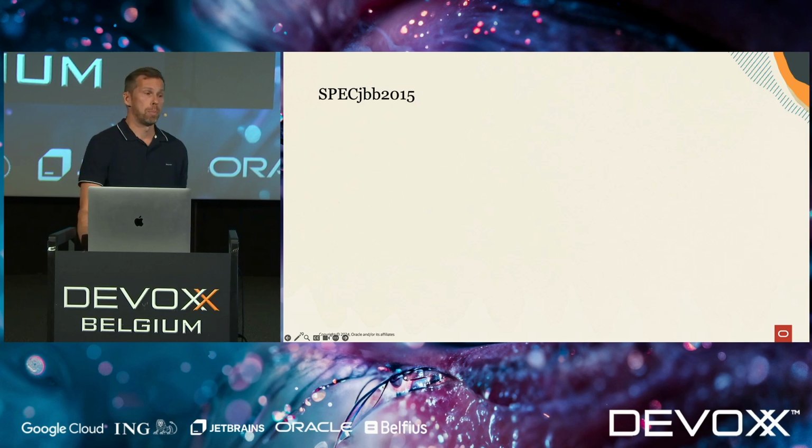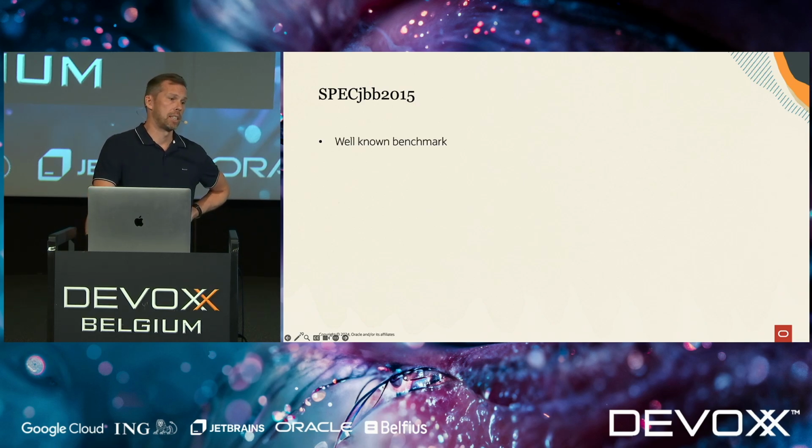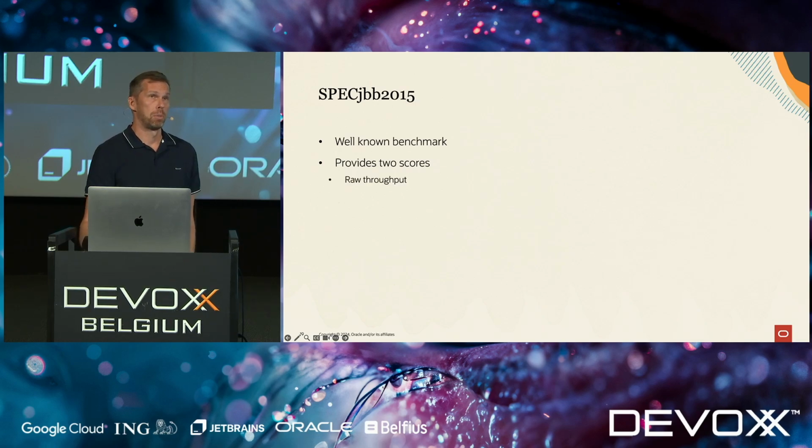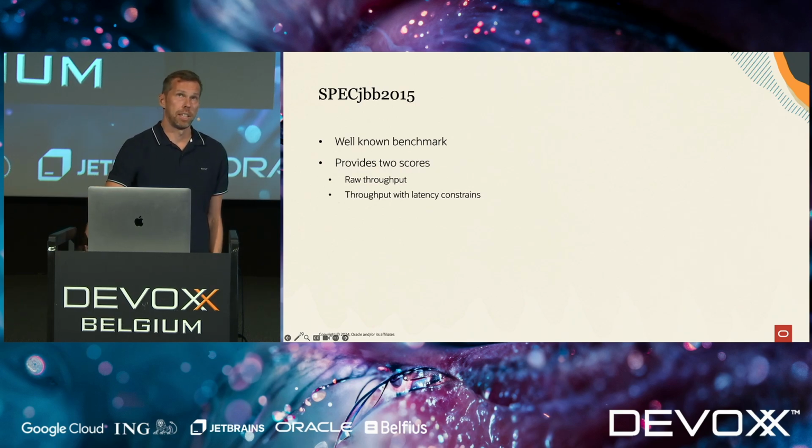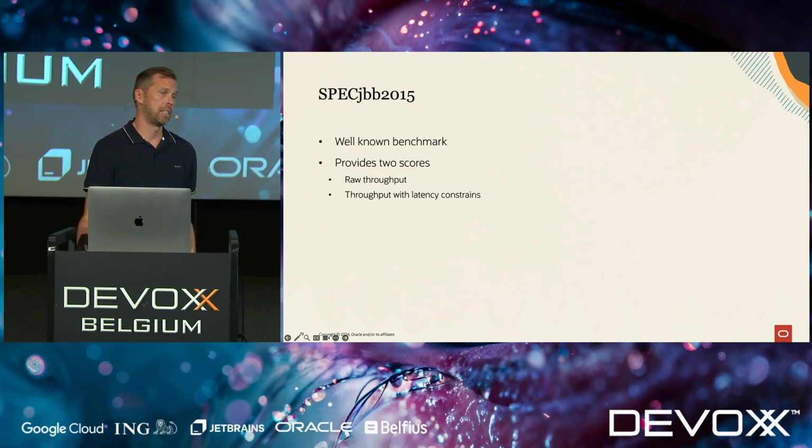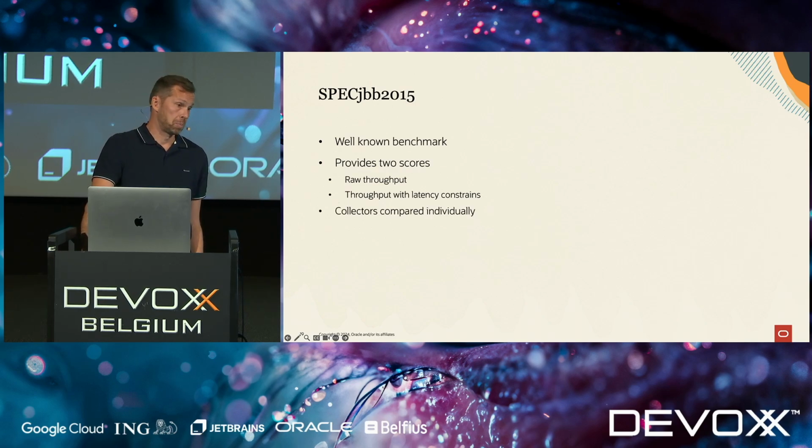I'm going to show numbers using a benchmark called SPECjbb 2015. It's a pretty well-known benchmark. It's developed by the SPEC organization, focusing on benchmarking. It provides 2 scores, which are interesting from a GC point of view. The first one is raw throughput, so that will show the progress of the whole Java platform, including GC, but also the other parts. The second score is throughput with latency constraints, and this score is heavily affected by the GC pause times. So when we improve those, we will see improvements in this score. So that's why this benchmark is pretty good from a GC point of view.